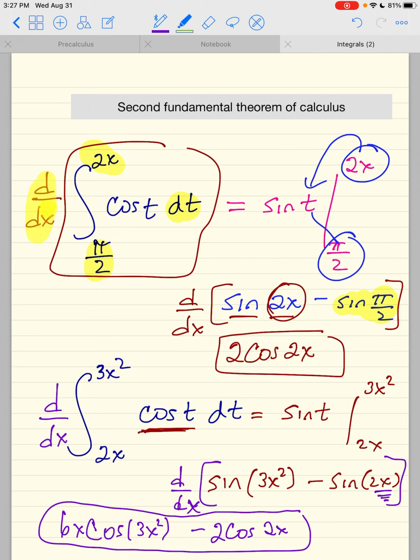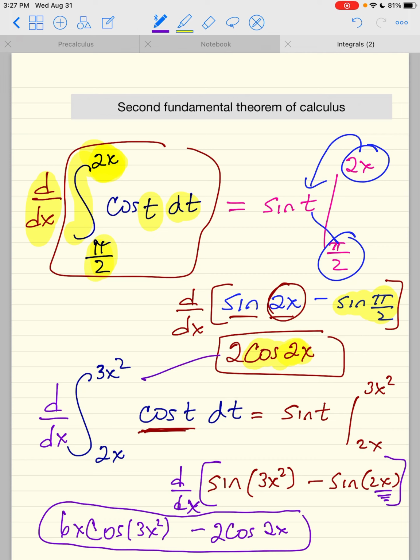When you go and take the derivative of an integral, what you're basically doing is you are plugging in the bound that has the variable. Pi over 2 doesn't have a variable, so that's why I'm not plugging it in. All I do is I plug in the bound that has the variable into the t. So now we have cosine 2x.